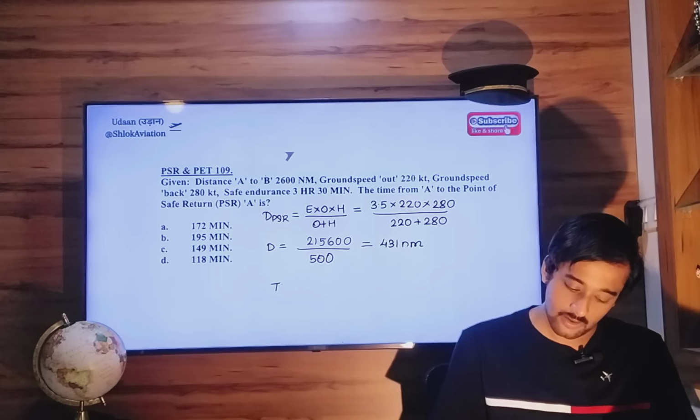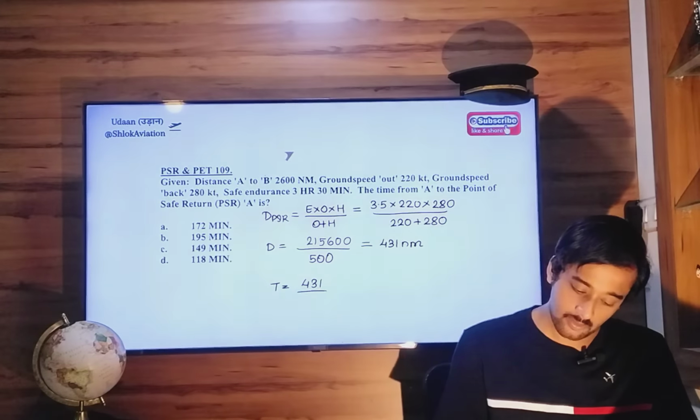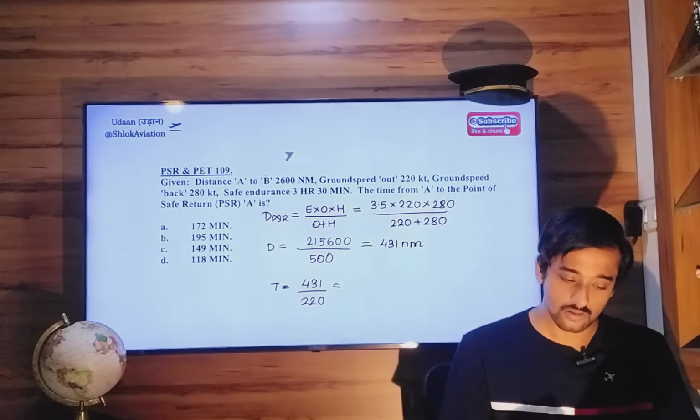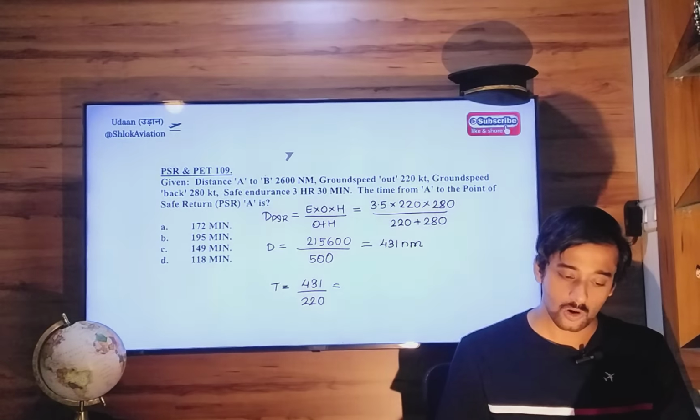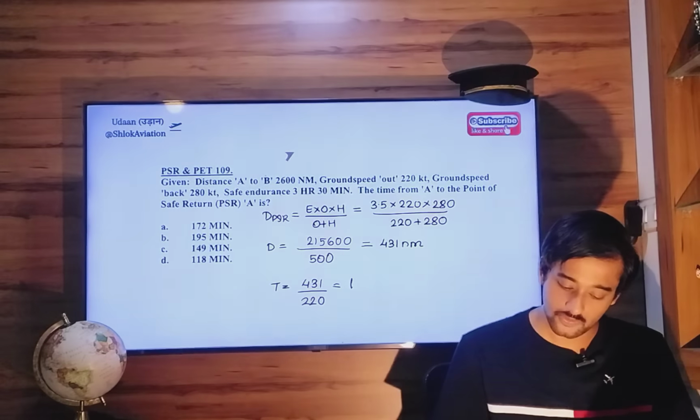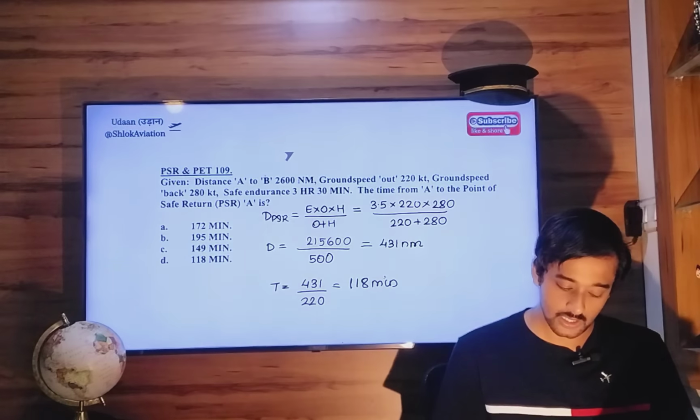So time will be 431 divided by 220. That is 1 hour 57 minutes, or 118 minutes. So option delta.